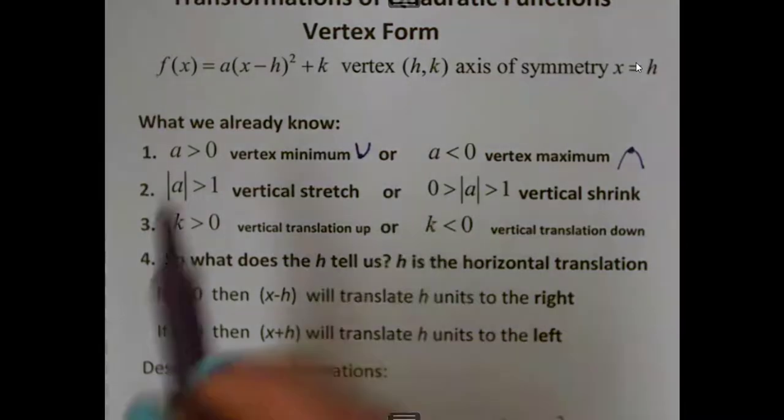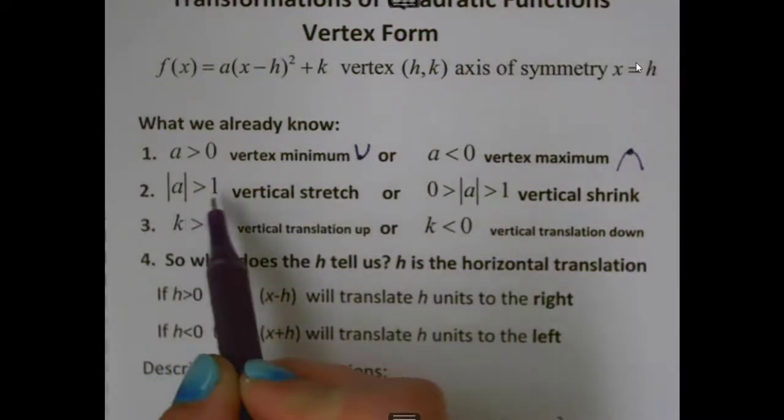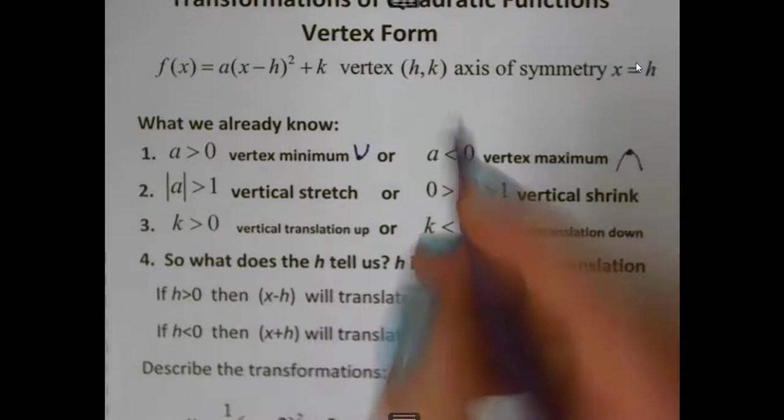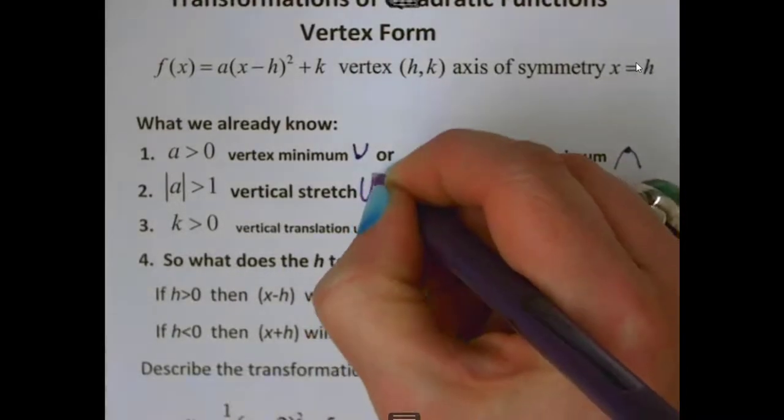Okay, so number 2, we talked about vertical stretch and shrink before. So if the a is greater than 1, okay, so let's say it's 4, and even if it's negative 4, the absolute value of negative 4 is a positive. We are going to have vertical stretch. Okay, so remember that makes it skinny.